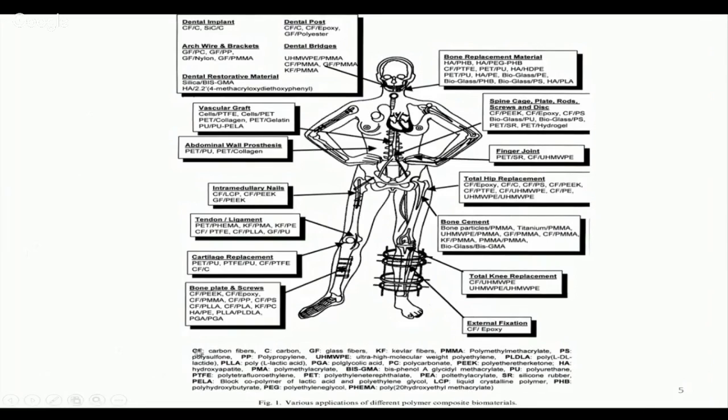Polysulfone is used for blood dialysis, blood purification membranes. If there is a kidney failure, a polysulfone membrane is used for blood dialysis. Polypropylene, ultra-high molecular weight polyethylene, which is mostly used for load bearing applications. PLDLA, poly-DL-lactic acid or lactide. PLLA, poly-L-lactic acid. PGA, polyglycolic acid. Polycarbonate. PEEK, polyether ether ketone.